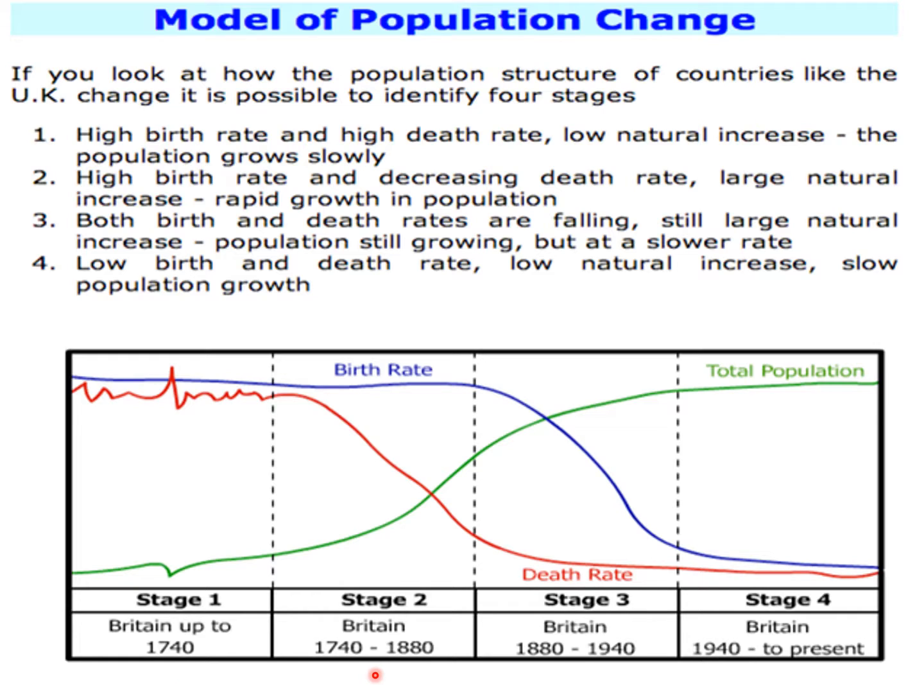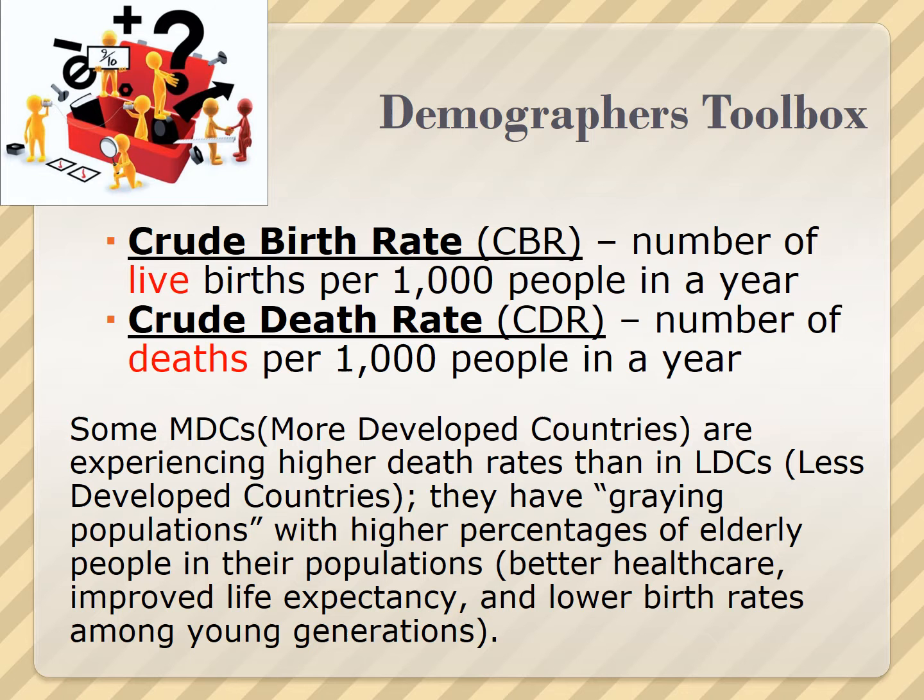Then for stage 2, we have a high birth rate and decreasing death rate, large natural increase, rapid growth in population. Stage 3, we have both birth and death rates that are falling. Still a large natural increase, population is still growing, but at a much slower rate. And then once you reach stage 4, that is low birth and death rate, low natural increase, slow population growth.